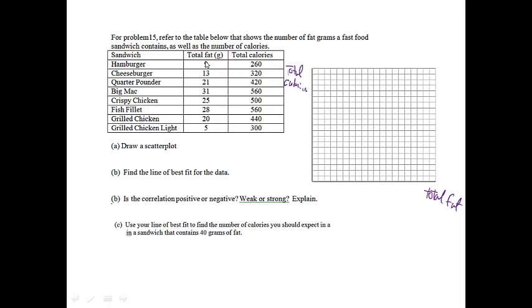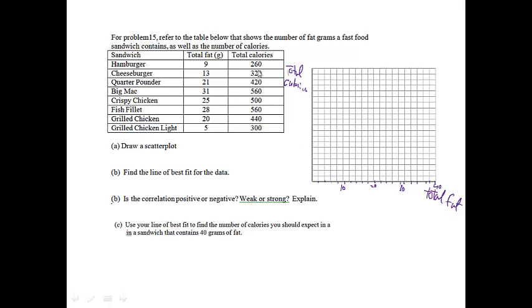And then I notice on my total fat, the highest one is 30. I think I can go by twos and get away with it. So 2, 4, 6, 8, 10, 12, 14, 16, 18, 20, 22, 24, 26, 28, 30, 32, 34, 36, 38, 40. Okay, so I can do that.